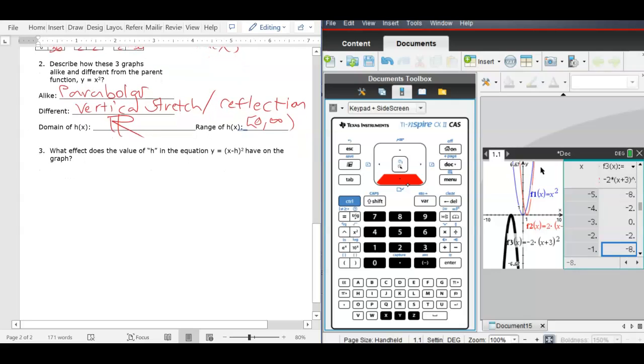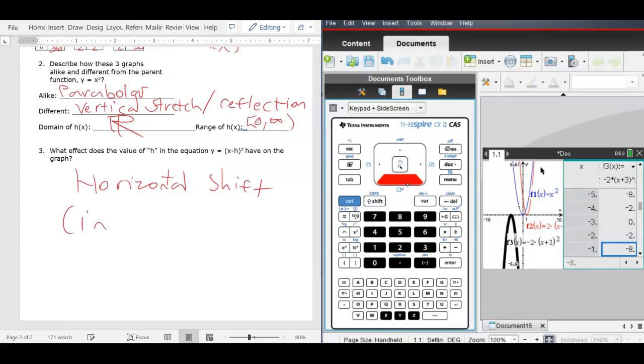Okay, what effect does h have? Horizontal shift. Remember, insiders lie.